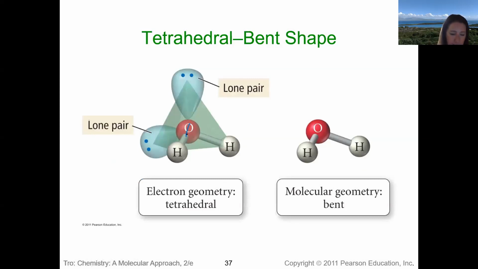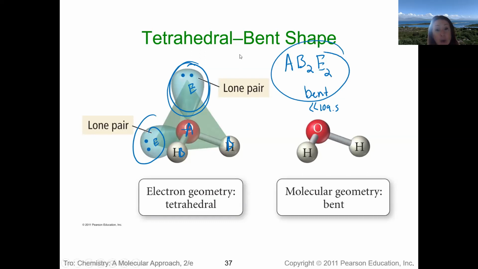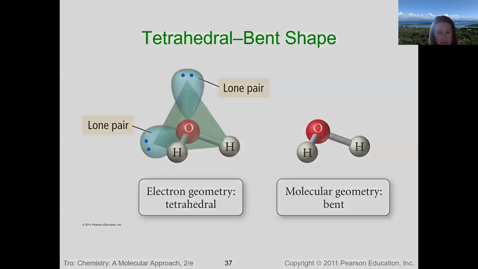So here's another one. Here's A, B, B, E, E. So this is AB2E2. Now, this one is called bent. We just call it bent. Sometimes we call it tetrahedral bent, and I'll talk about that in a second why. So if we had 4 things, it's 109.5. But we have 2 lone pairs. So again, less than 109.5. So it's AB2E2 bent. And again, I'm going to show you something in just a minute that'll really help you put all this together in one piece.